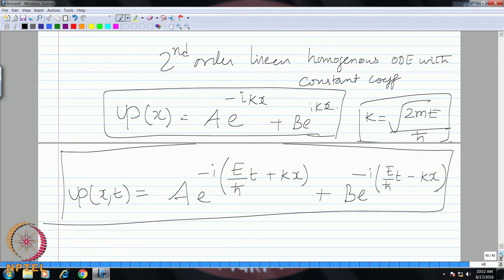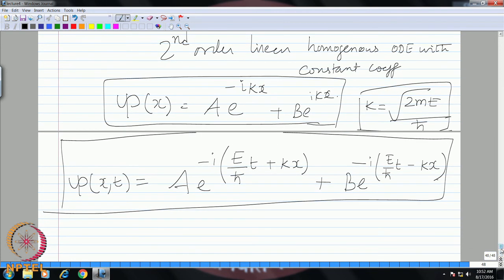So, in this case we do not have any boundary conditions, because the particle is not within any system, it is just free in space moving from minus infinity to plus infinity. So, this is your final solution. So, what do you have here?